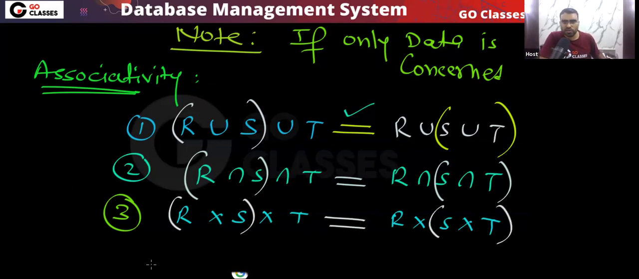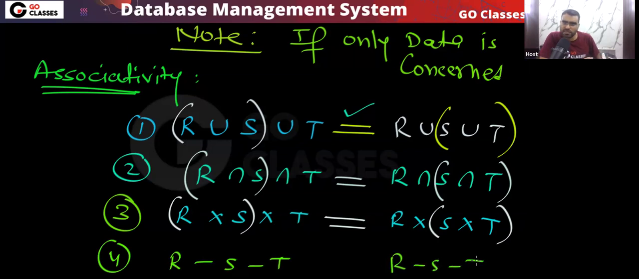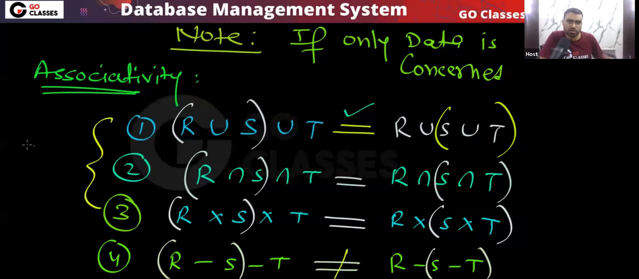Okay. What about the set difference? If I do R minus S minus T, if I do this first or I do this first, will they give me the same result? No, they will not give. So remember, these are associative in DBMS because we only care about the data. Okay, this is not associative.